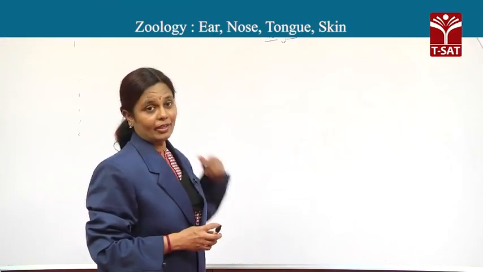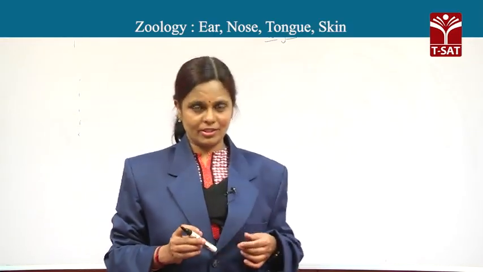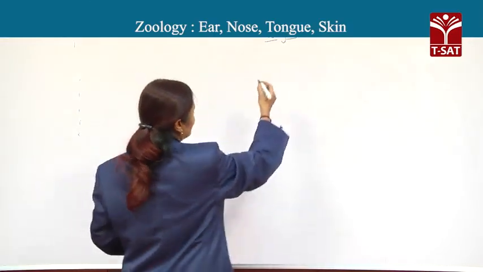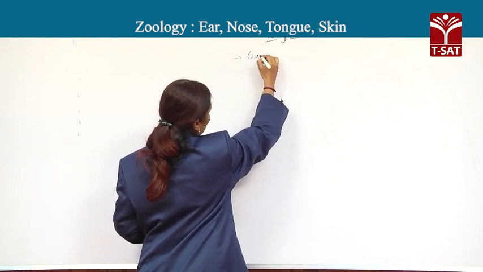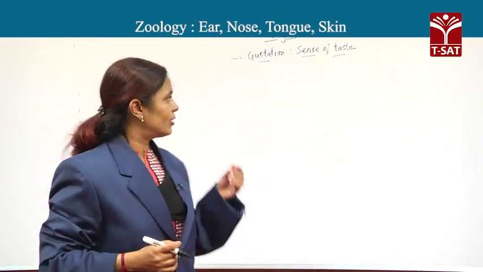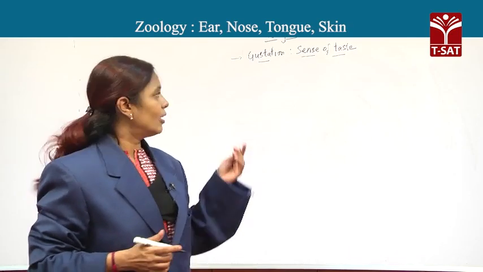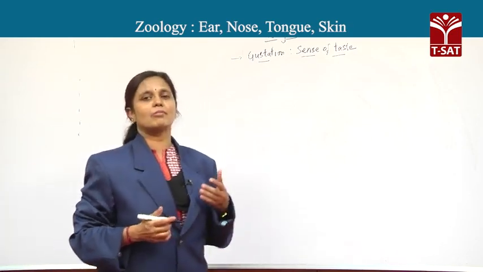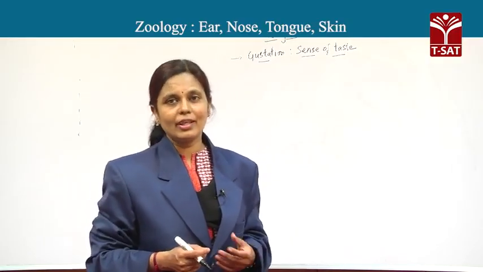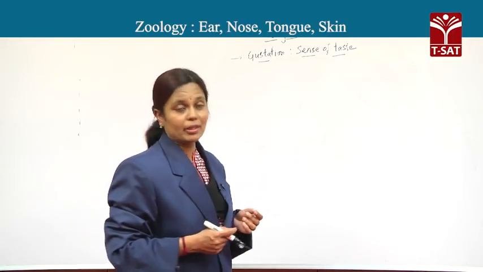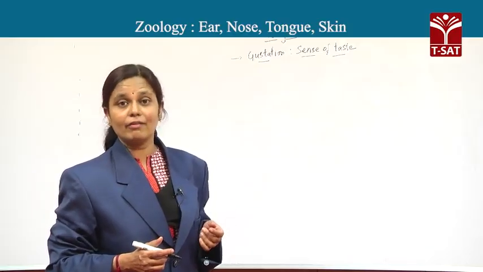Now the tongue, the other sensory structure specialized in the sense of taste. You call it gustation. You already studied the structure of the tongue in detail under the digestive system. You know that it is a muscular motile structure present on the floor of the buccal cavity, attached to the floor of the buccal cavity by a connective tissue strand. You call it the frenulum.